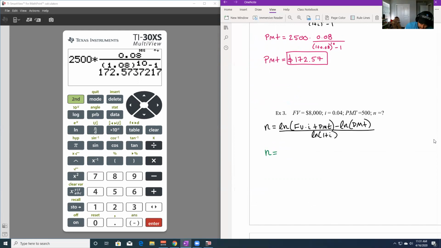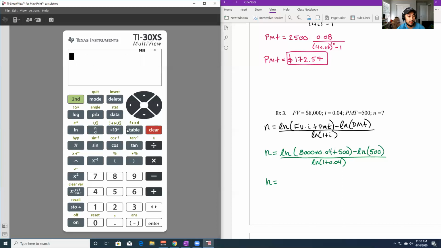So n equals the natural log of future value, which is 8,000, times I, which is 0.04, plus the payment of 500. All right, minus the natural log of 500, the payment. Okay, and all over the natural log of 1 plus I, which is 0.04. Okay, which means we are now ready to type this in the calculator.